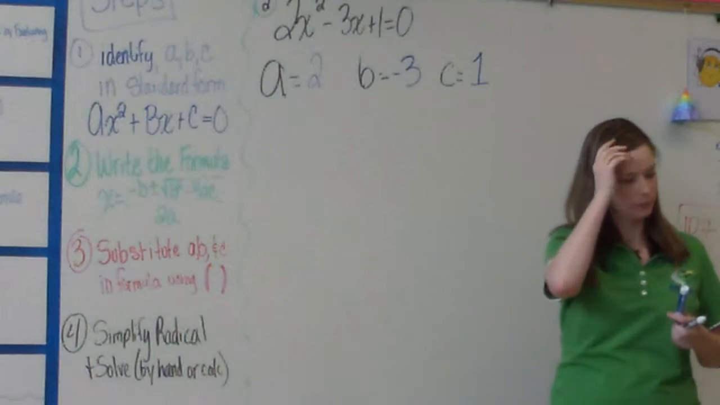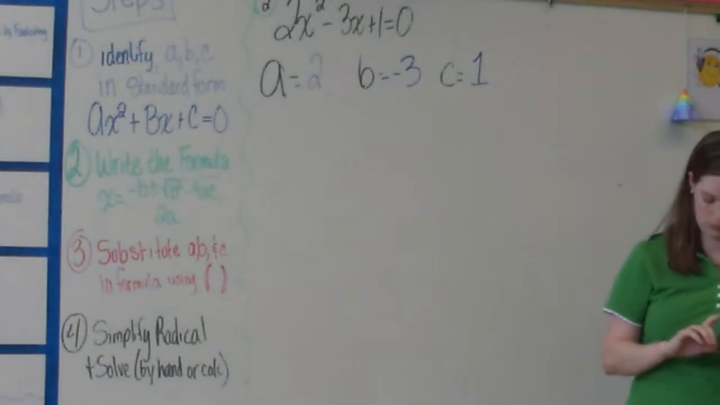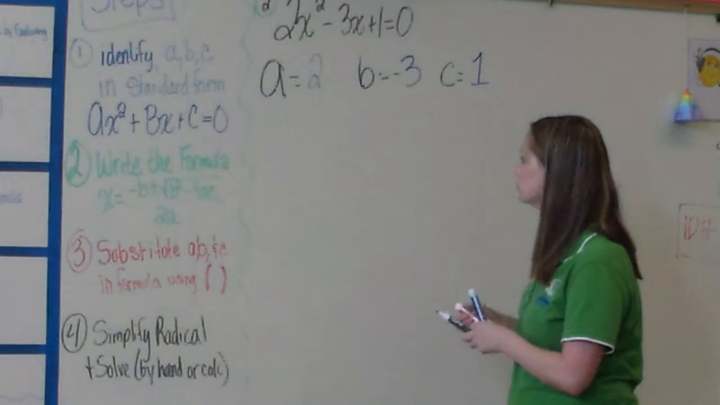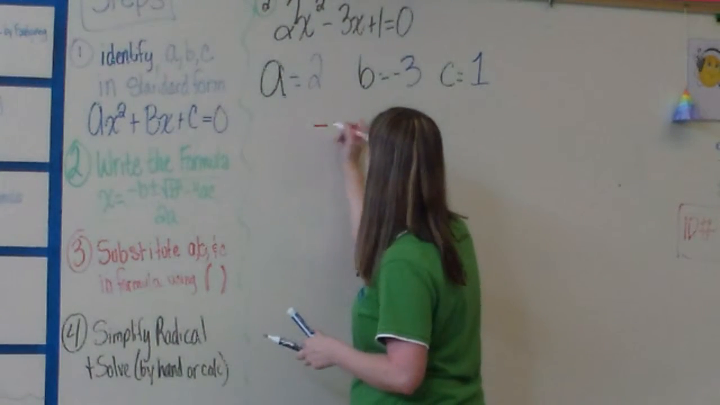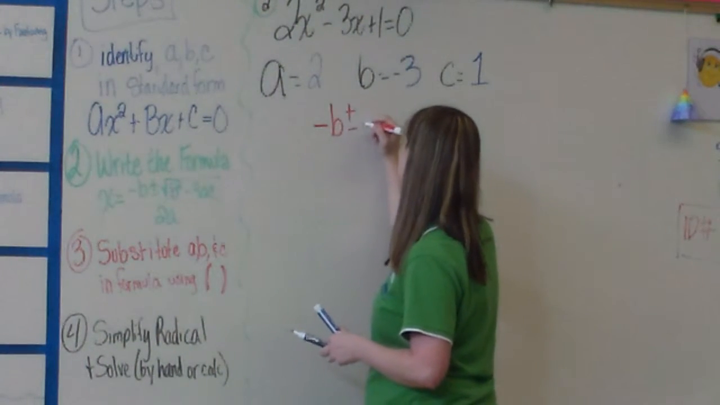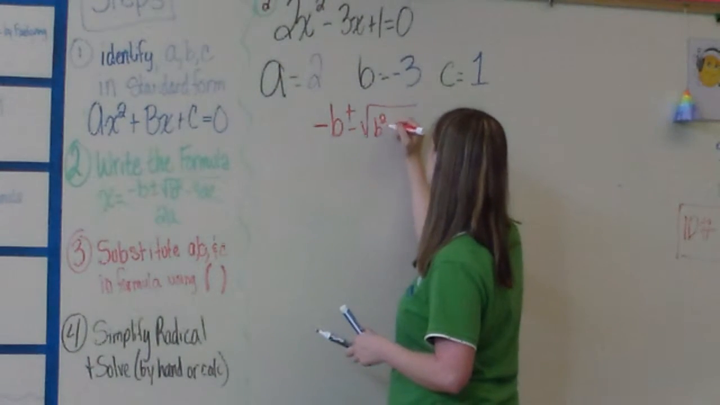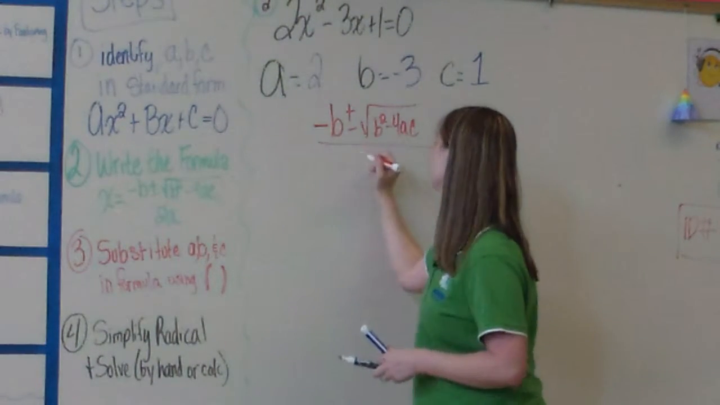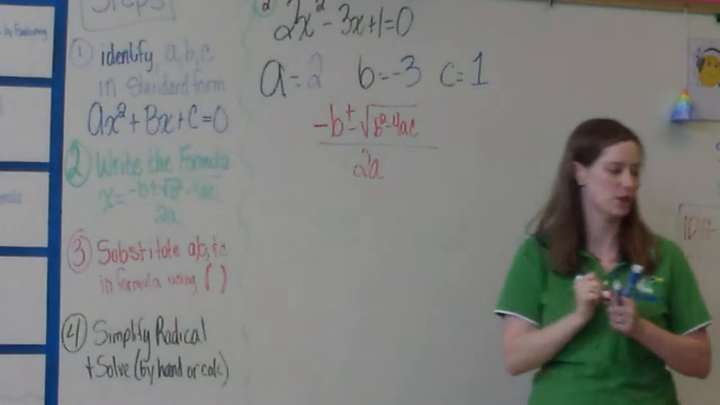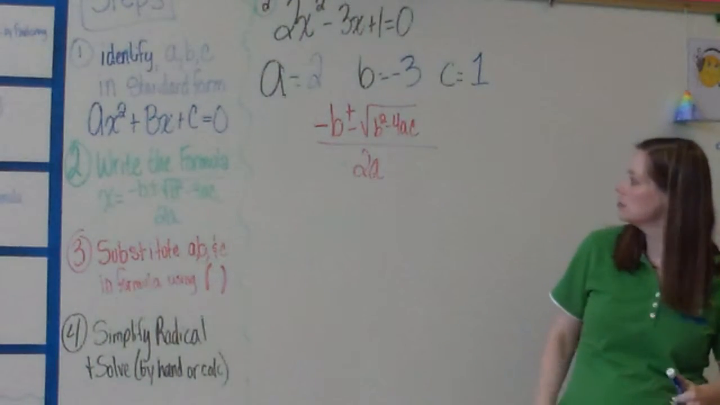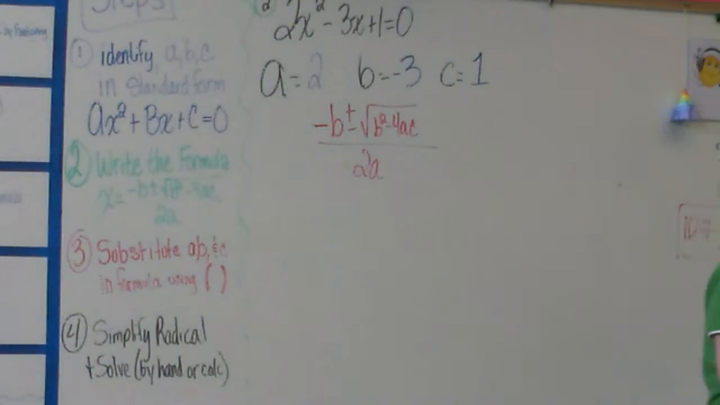What is step 2? Write the formula. Negative b plus or minus root of b squared minus 4ac all over 2a. Sing it faster than I can write. Negative b plus or minus root of b squared minus 4ac all over 2a.